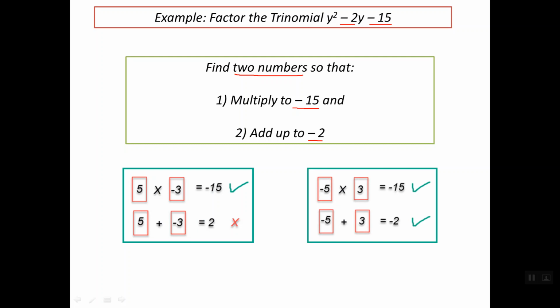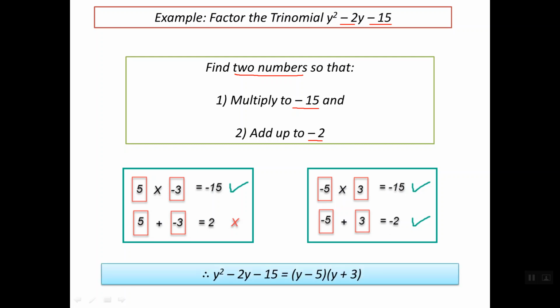If we try for the two numbers minus 5 and plus 3, minus 5 multiplied by plus 3 is minus 15. So the first condition of our strategy has been fulfilled. And for the second condition, minus 5 plus 3 is equal to minus 2. Again, the second condition here has been fulfilled. So the two numbers are minus 5 and plus 3.